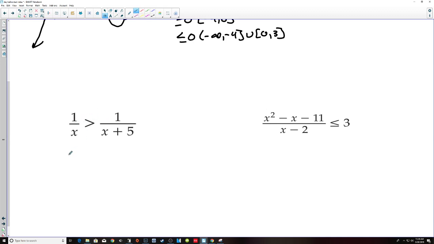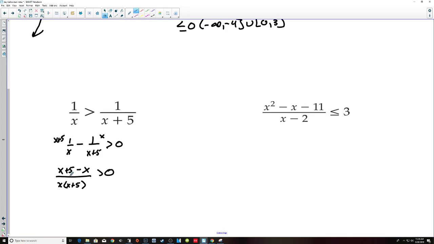Let's subtract this over. So 1 over x minus 1 over x plus 5 is greater than 0. Let's get common denominator. We'll multiply this by x plus 5 on top and bottom, this by x on top and bottom. So x plus 5 minus x over x times x plus 5, and we want that to be greater than 0. Well, that becomes 5 over x times x plus 5, greater than 0.